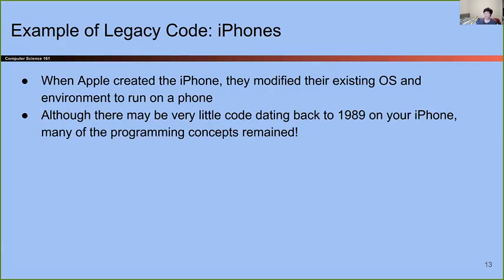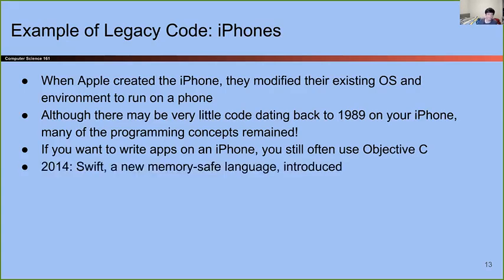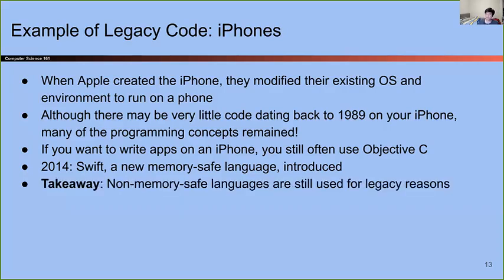So even though there's no code that dates back to 1989 on your iPhone, there's still a lot of the programming concepts there. And one of the languages that was used was Objective-C. So nowadays, when we're writing apps, we're still using this old language, Objective-C. Nowadays, there's a new language called Swift, which, again, if you've developed an iPhone application yourself, is a language that you might have actually used instead of Objective-C. But the takeaway here is that the reason we use non-memory safe languages is because they've been used in the past and they're still being used for legacy reasons.